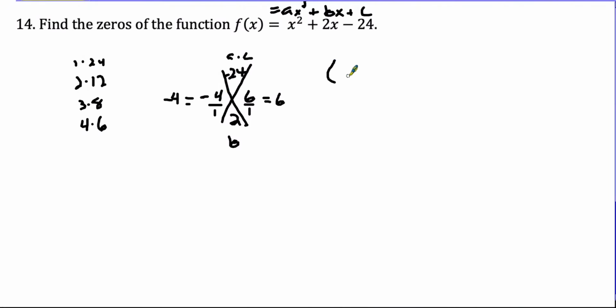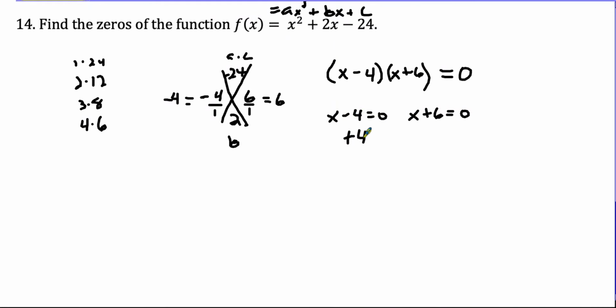that means that I can write this problem in factored form of x minus 4 and x plus 6. Now, to find the zeros, now that I have this in factored form, all I have to do is set each factor individually equal to 0. So for this one, I would just have to add the 4 over and get x equals 4. For this one, I would have to subtract the 6 over and get x equals negative 6.